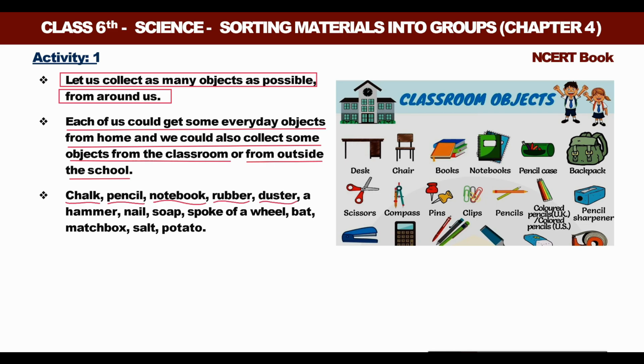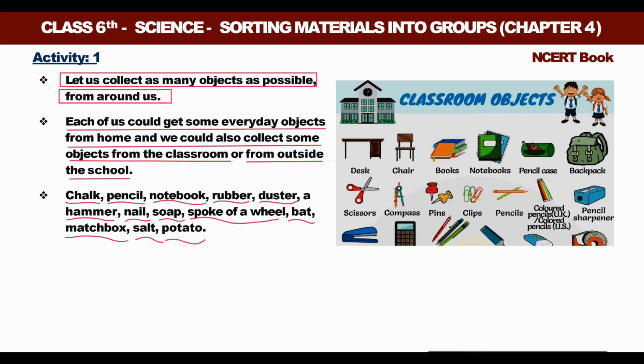So in the school you can find these things. Chalk मतलब लिखने के लिए होता है. आपके स्कूल में जो बोर्ड होता है उस पर चॉक से लिखा जाता है. पेंसिल है, notebook, rubber, duster, hammer, a nail, सोप आप घर पे देख सकते हैं, स्पोक ऑफ द व्हील, व्हील के जो स्पोक्स होते हैं, साइकिल या बाइक के व्हील्स, and then bat, matchboxes, salt, potato, so many things that you see everything in your house, in the school, in the outside. These are there and we have to categorize.